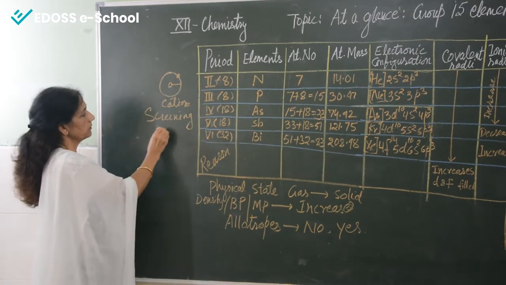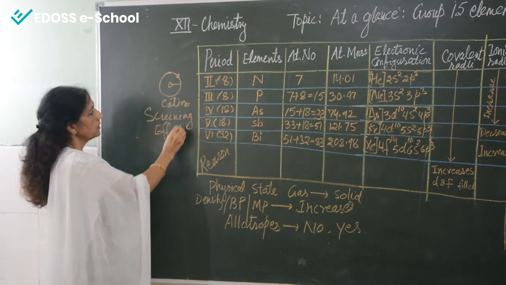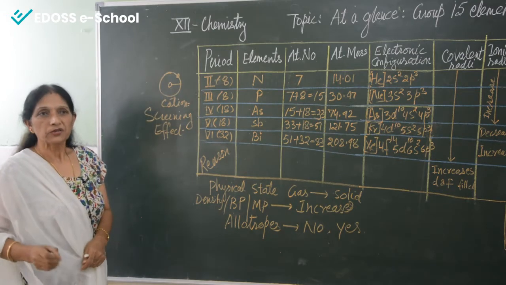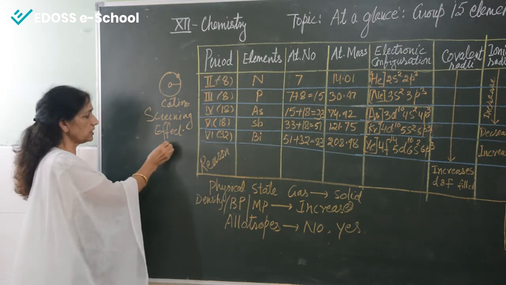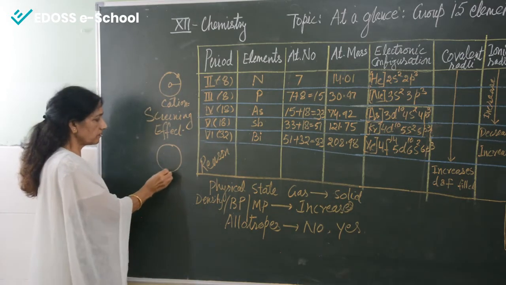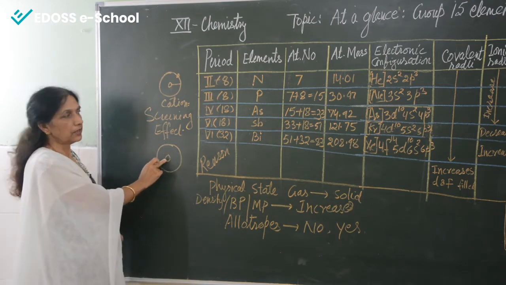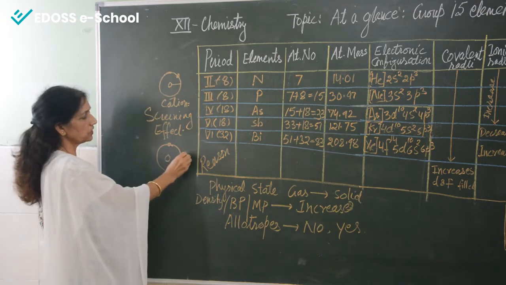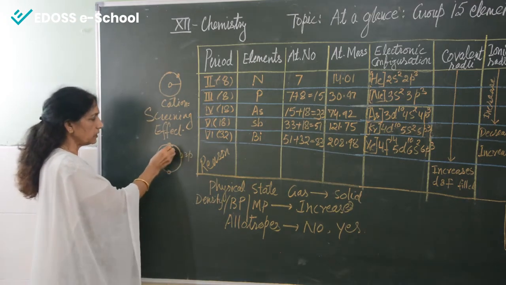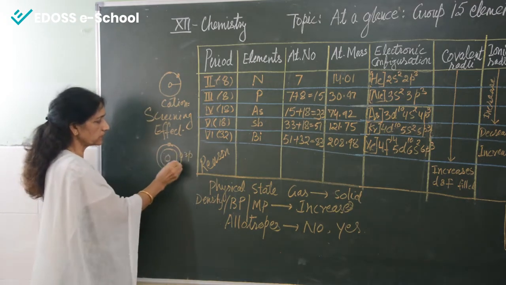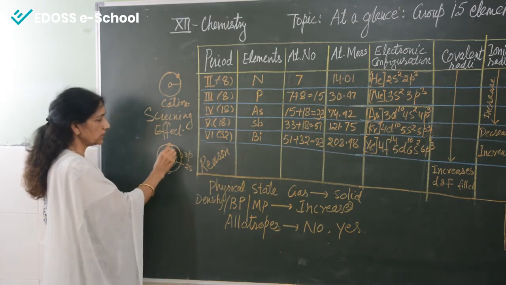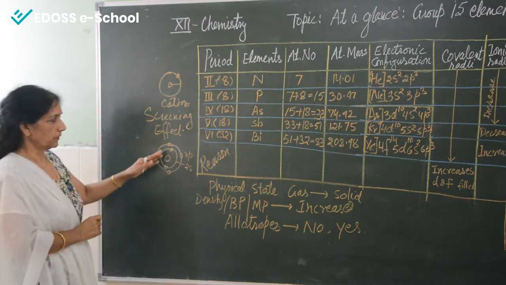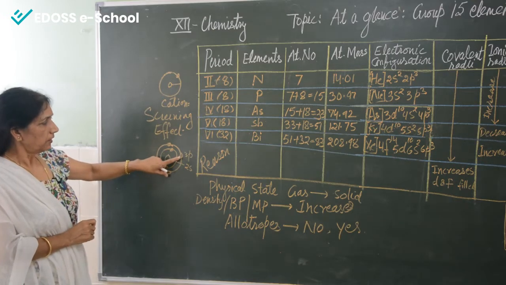Screening effect. Now what is screening effect? Screening effect means, see, this is the nucleus, and these are 3p electrons, and this we can say is 2s. 2s is having 2 electrons. Okay, now what is happening?